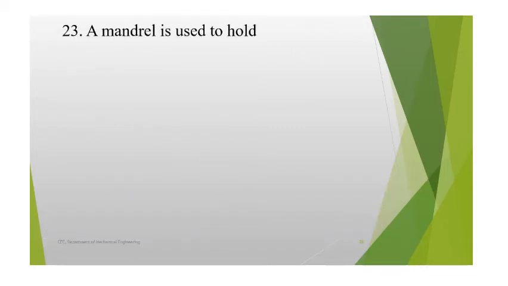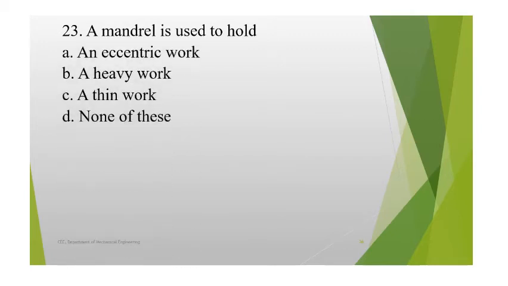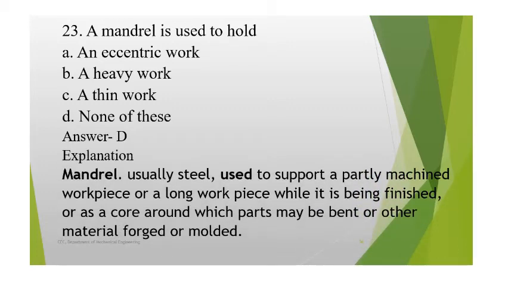Question number 23. The mandrel is used to hold eccentric work, heavy work, thin work, or none of these. The mandrel is used to hold the workpiece, so the answer is D. Explanation: usually steel is used to support a partially machined, long workpiece while it is being finished, or around which the part may be bent, or other material cast or molded.